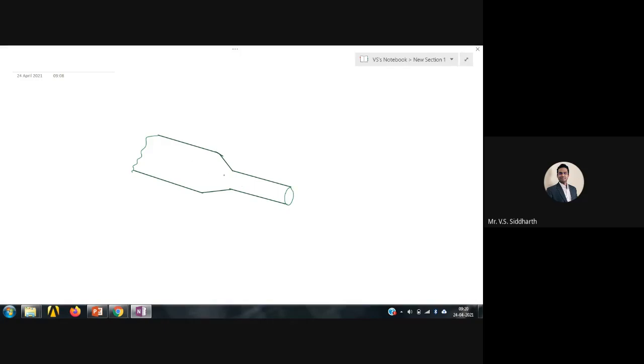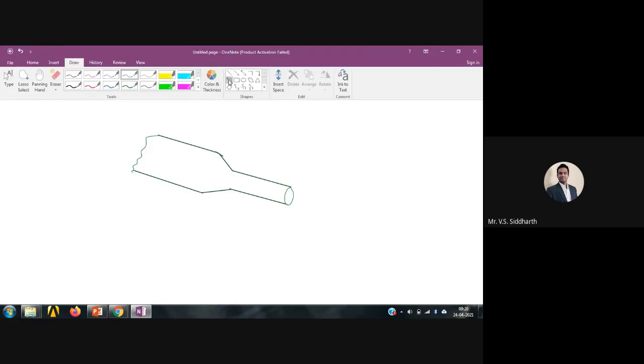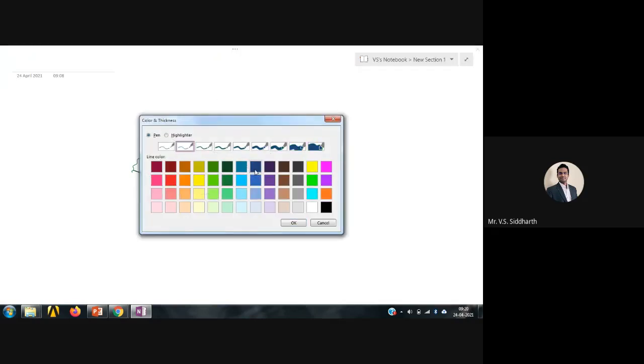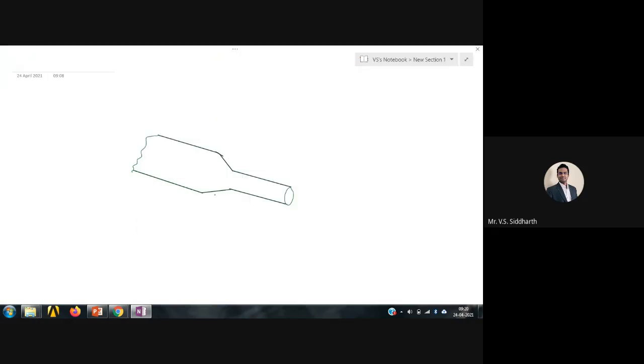So basically, this is our workpiece. And now I'm drawing the tool. All of you see carefully how I am drawing the tool. In the exams, you have to draw the tool in the same manner.